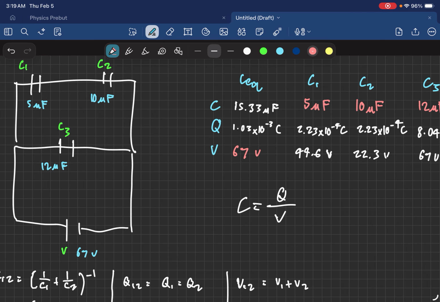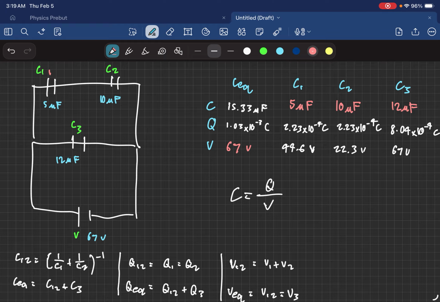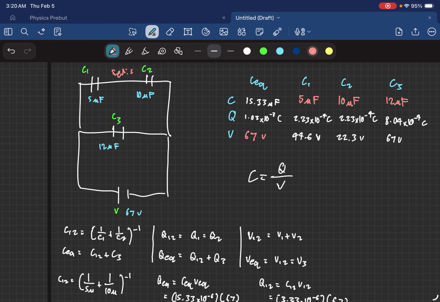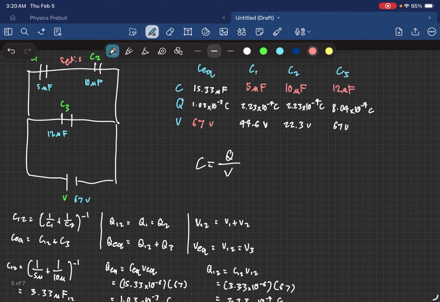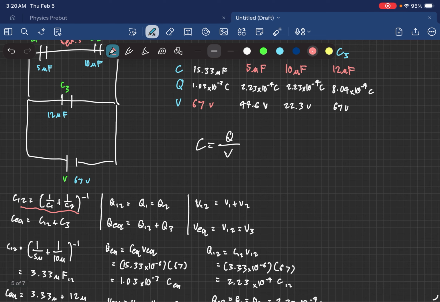So here we have C1 and C2, since they have one straight line. Remember from my first video and from my master guides, C1, C2, since they're in a direct connection, they are in series. And we can write that down. C12 is equal to this.